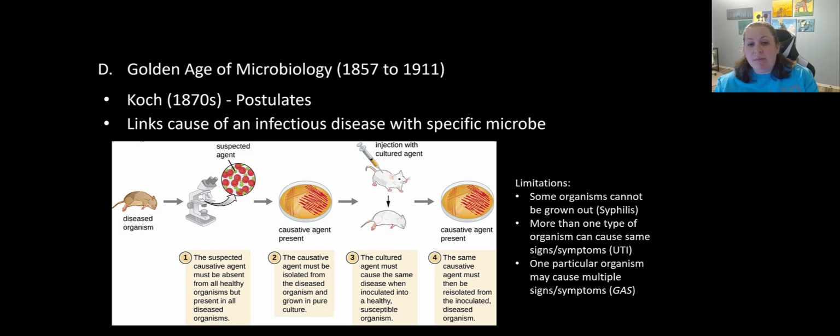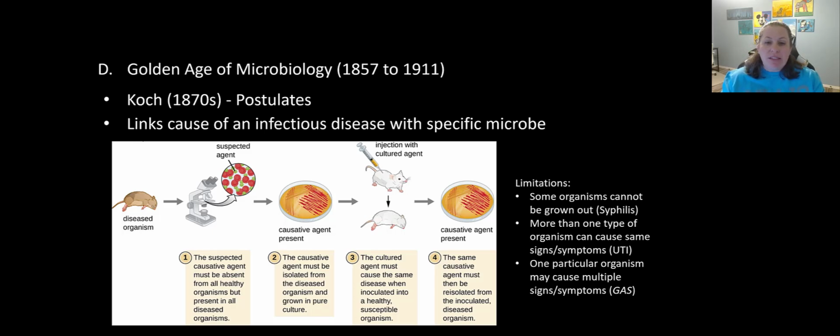We also see there can be more than one type of organism that can cause the same type of signs and symptoms. One of the best examples of this is a UTI. A urinary tract infection can be caused by multiple types of bacteria or yeast. The most common is E. coli, but we would have to do an actual culture to find out what the actual cause is, because there are lots of bacteria that can ultimately cause UTIs.